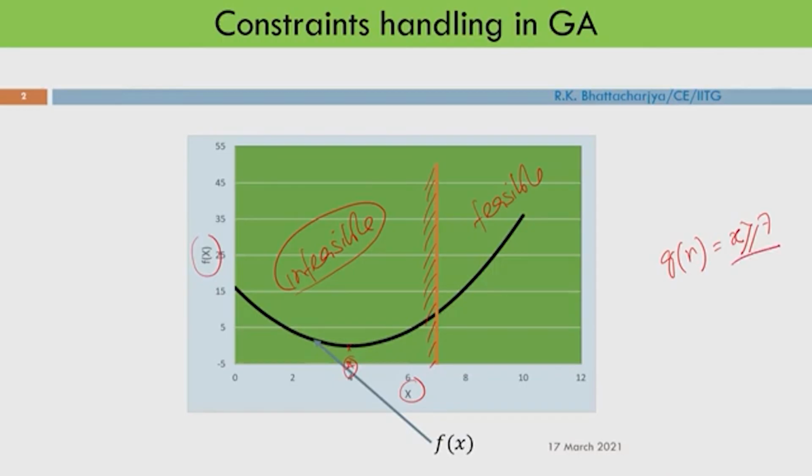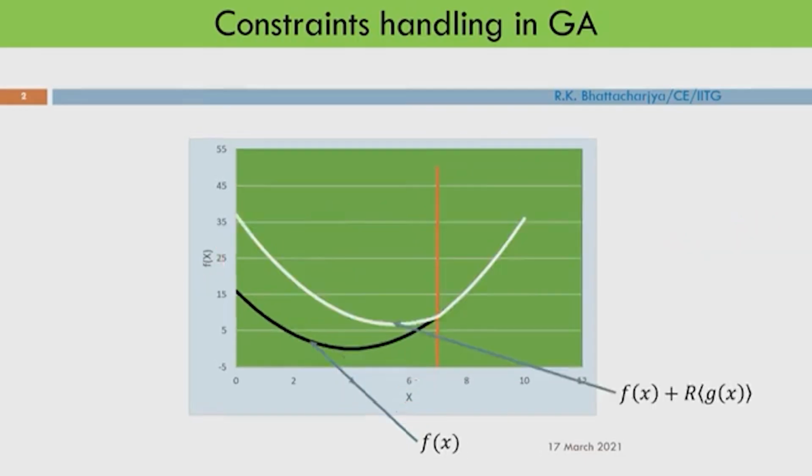Therefore, any solution less than 7 is an infeasible solution, and on the right hand side of this line x equal to 7, the solution is a feasible solution. So in this particular case the earlier optimal solution, which is somewhere here, is now an infeasible solution. We have already discussed the penalty parameter approach, so I can apply the penalty parameter approach.